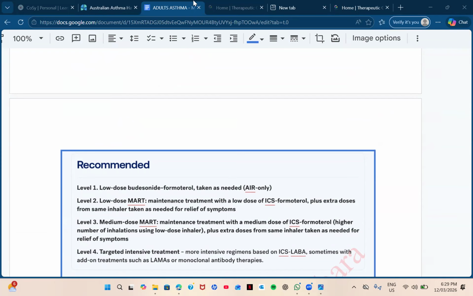What is it? MART mean, okay. Here we use SMART for what actually? Maintenance and reliever therapy. Okay, good. MART means maintenance and reliever therapy. Now tell me, why are we using MART? What is the reason for that?